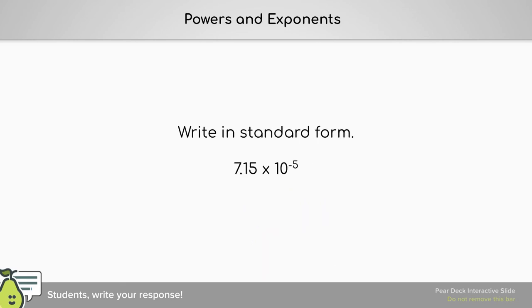Okay, now let's write this in standard form. 7.15 times 10 to the negative 5th power. Okay, so we have 7.15, and now we have 10 to the negative 5th. So since it's a negative exponent, we're going to rewrite this to make a very small number, which means we're going to move to the left. So let's move our decimal 5 places to the left. 1, 2, 3, 4, 5. Decimal goes here. Let's fill in our zeros.